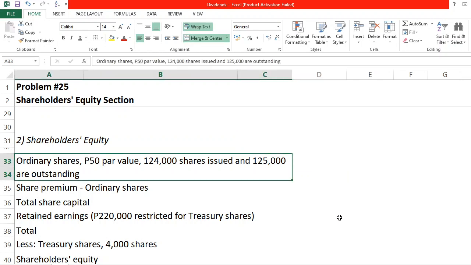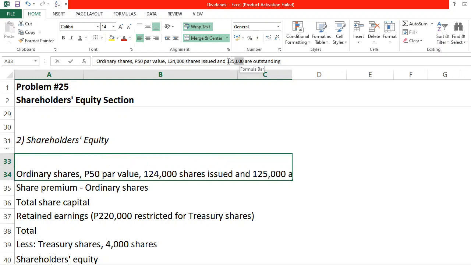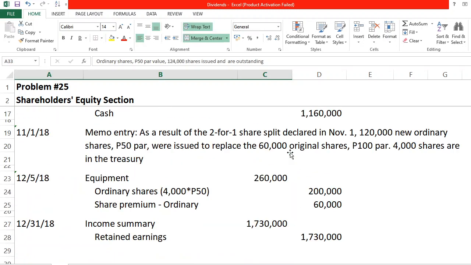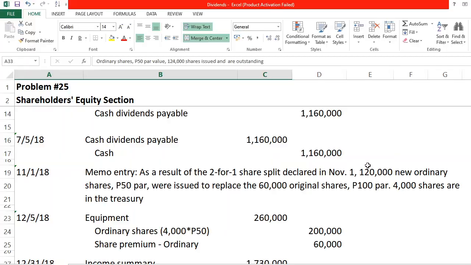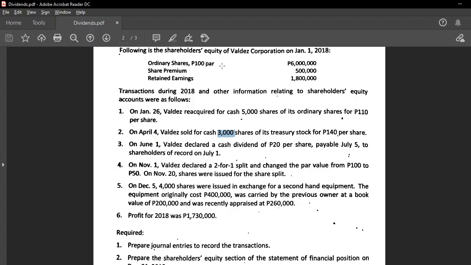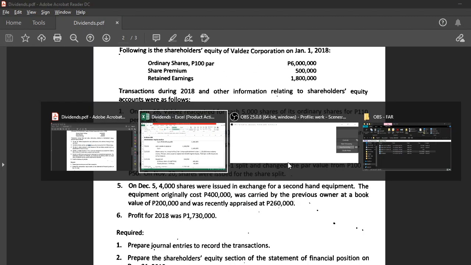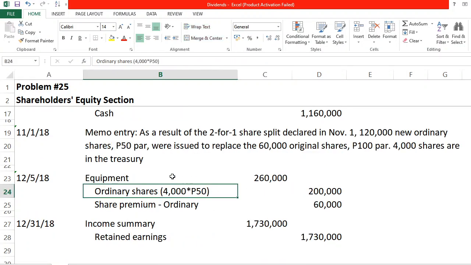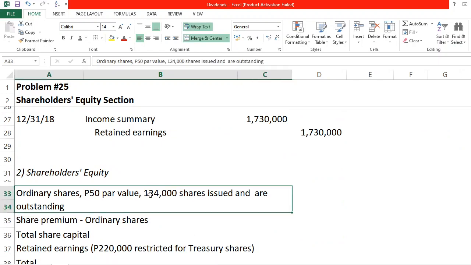We have ordinary shares, 50 par, 124,000. Is it 124,000 issued? And is it true that 125,000 are outstanding? Let's see. Paano naging 124,000, ma'am? Di ba naging 120 na yan dito? Kasi 60,000 sa sugod times 2, that's 120. And then, naka-issue ta og another 4 dire. So, that's 124,000 issued. But the question, pila ang outstanding?